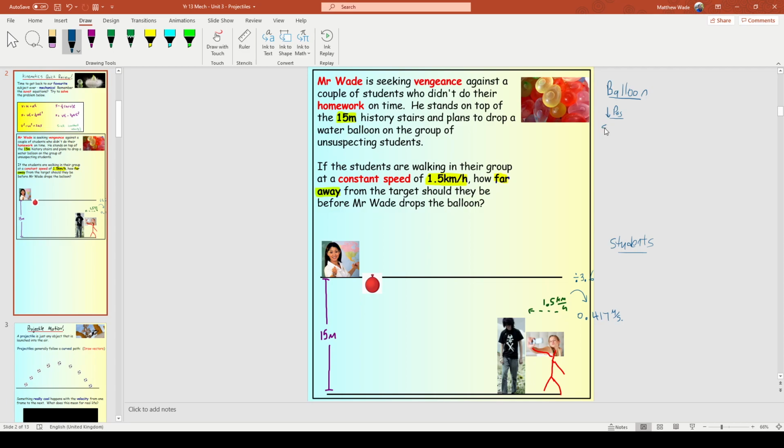What do you do next? You write suvat. Okay, that's unskippable. I want you to write suvat every single question. And you go through and you write in things that you know. Displacement, s. Do we know what that is? Well, yeah, 15 meters, the question says.